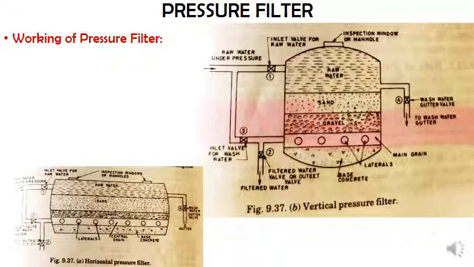So during backwashing, valve number 1 will be closed, valve number 2 will be closed, valve number 3 will be open, and valve number 4 will be open. During this time, the water will again come from the inlet, but instead of passing through valve number 1, the water is now diverted to valve number 3. Since valve number 2 is closed, the water will directly enter the underdrainage system.